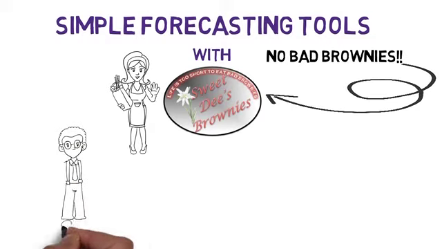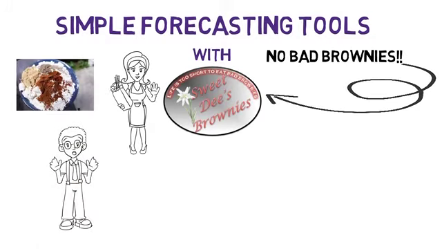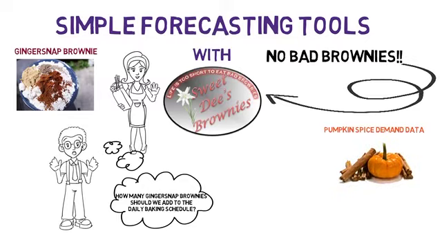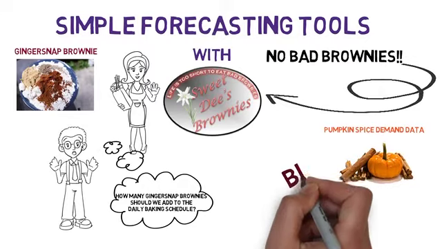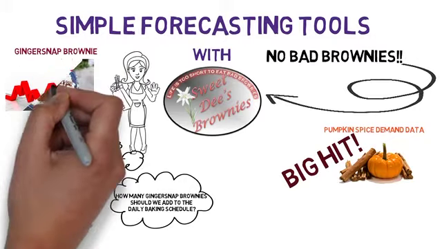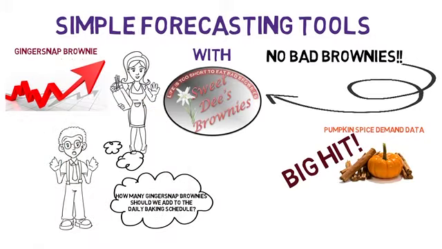One of the new fall flavors Dallin, Sweet Dee's director of R&D, wants to test is a ginger snap brownie. To decide how many ginger snap brownies to bake on the first day, Kiana and Dallin decided to use demand data from the recently launched pumpkin spice brownie. After an okay start, the pumpkin spice brownie became a big hit. Kiana and Dallin hoped the ginger snap brownie would follow the same sales trajectory.